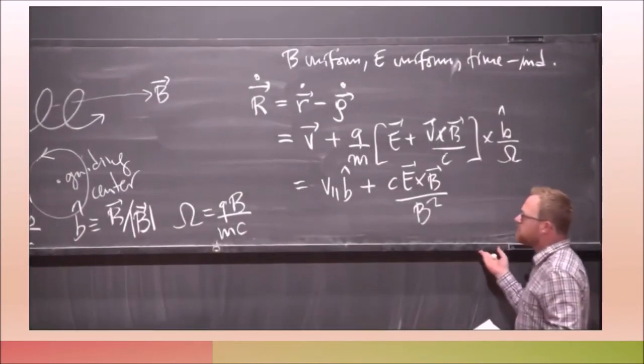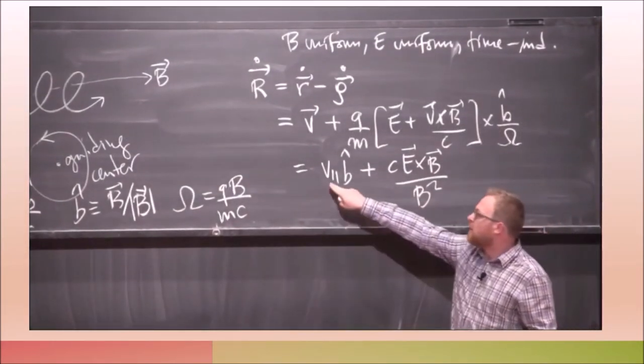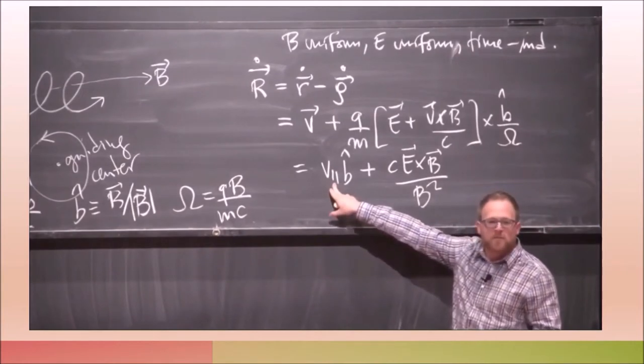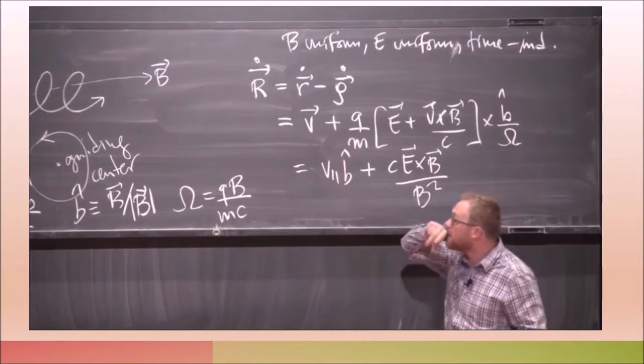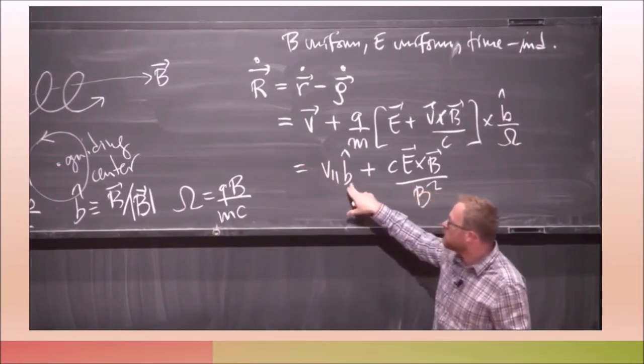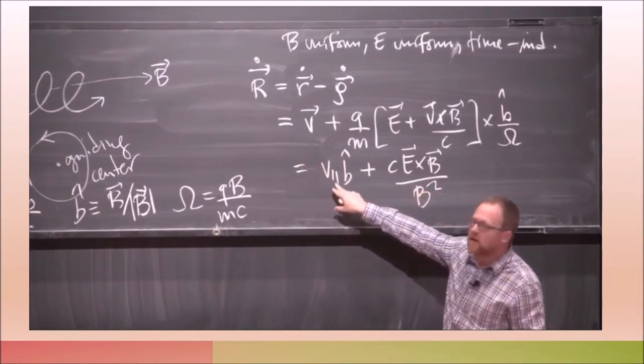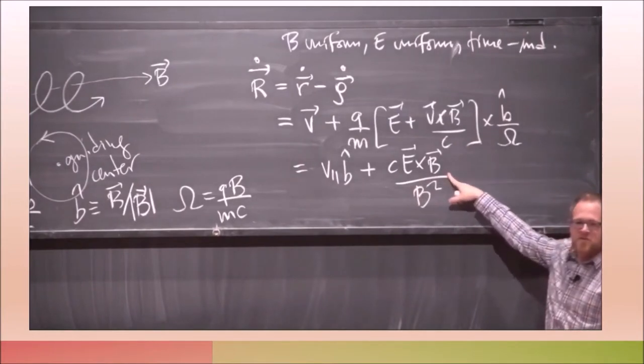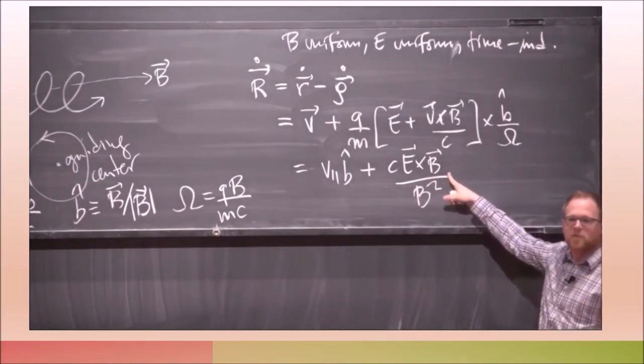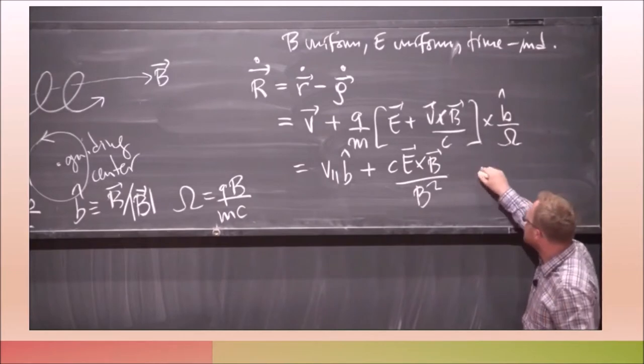So what you're left with is two types of motion. Parallel here, I just mean parallel to the magnetic field. So the guiding center of the particle is streaming along the magnetic field at some velocity. And interestingly enough, it's drifting across the magnetic field with some E cross B drift. So this is called E cross B drift.